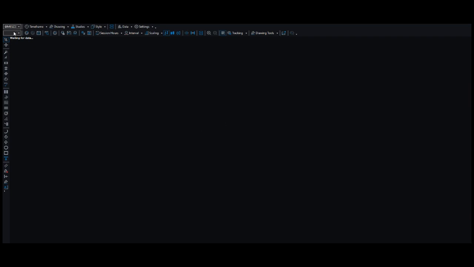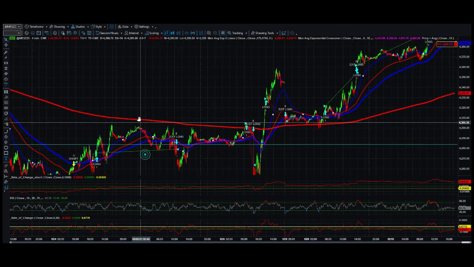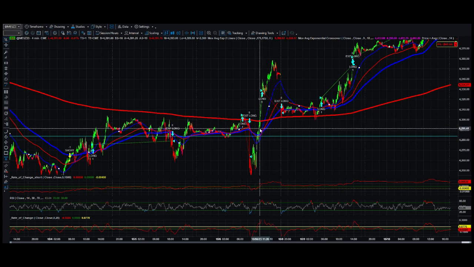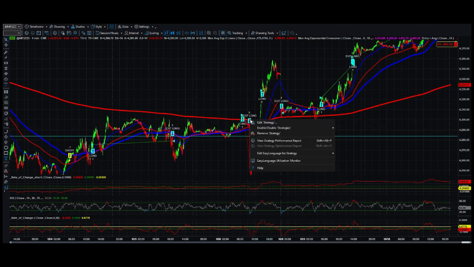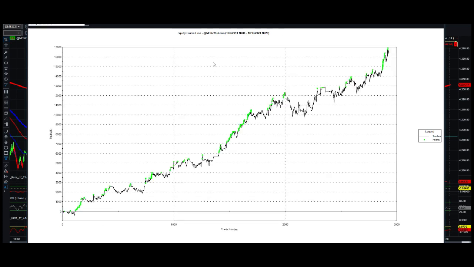So let the program wait for data. Let's recalculate all this. It's gonna take a few seconds here. Wait, bear with me. All right, done. We're back. So let's take a look at how much in 10 years we would have made, right? So right click again, view strategy performance report. Let's see how this curve recalculates.